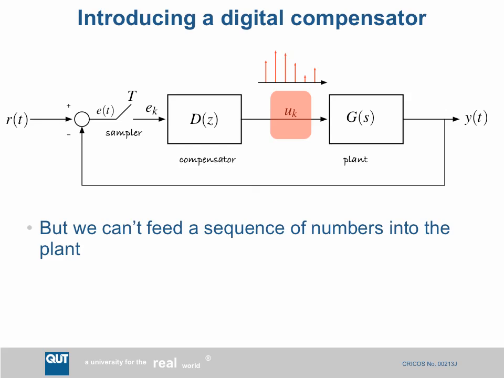Now there's a problem with this because UK is just a sequence of numbers. Every T seconds it outputs a new number, but the numbers are not defined in between the sampling intervals. So we could think of it as a series of spikes, which is the output of the compensator. Now, we can't feed a sequence of spikes into the plant for a number of reasons, but the primary reason is that these spikes have actually got no energy. They're impulses. They have got zero width, but some amplitude. So there's a mismatch between a sequence of numbers and a continuous time plant.